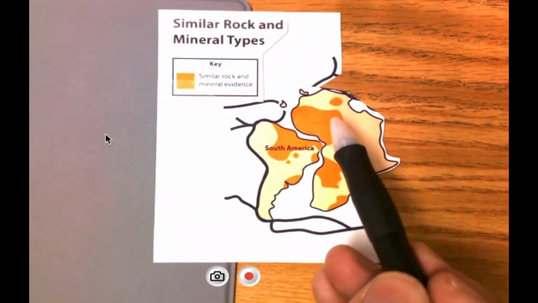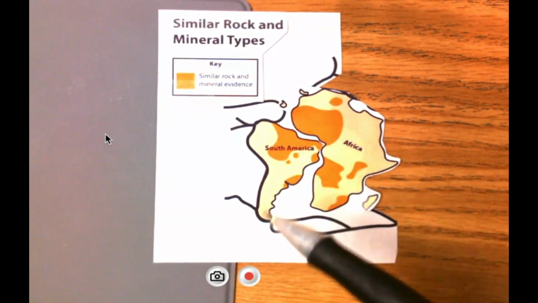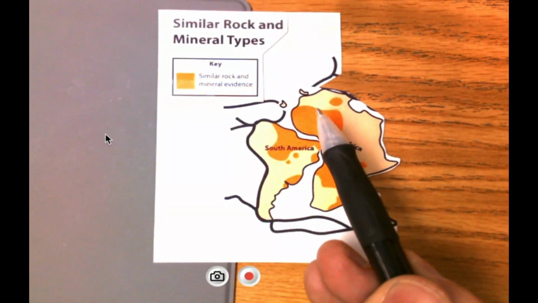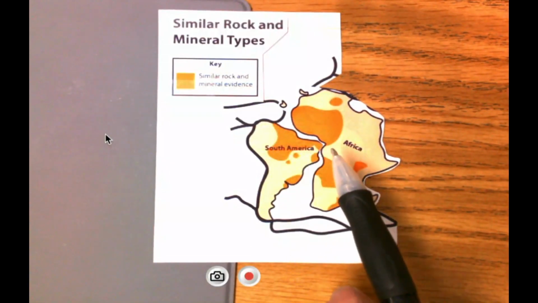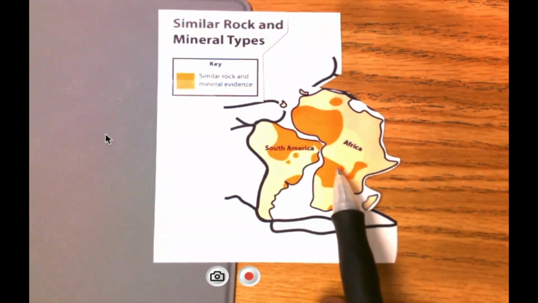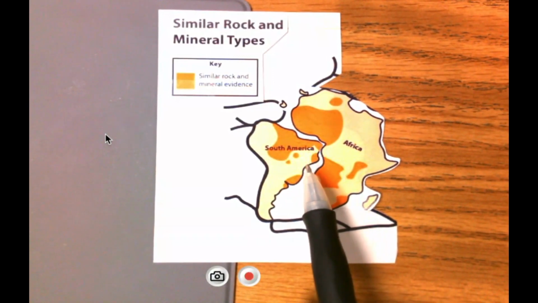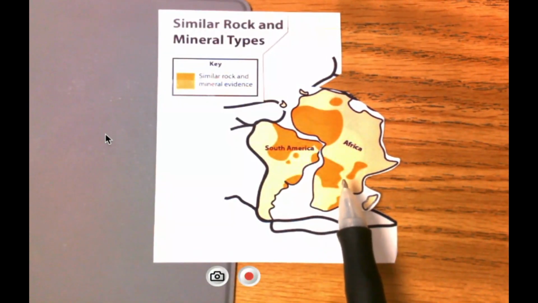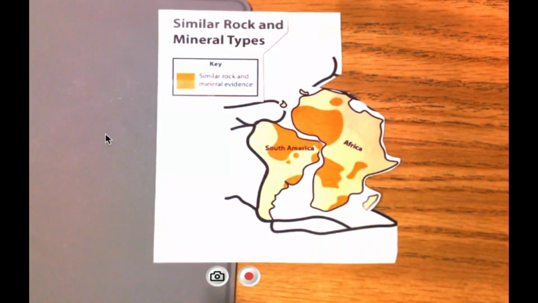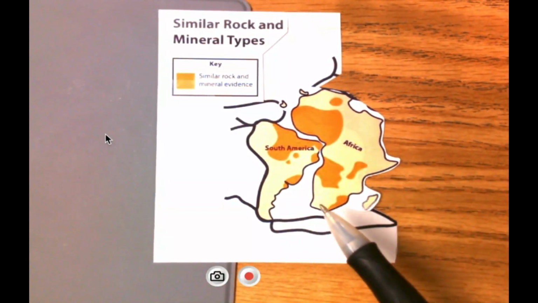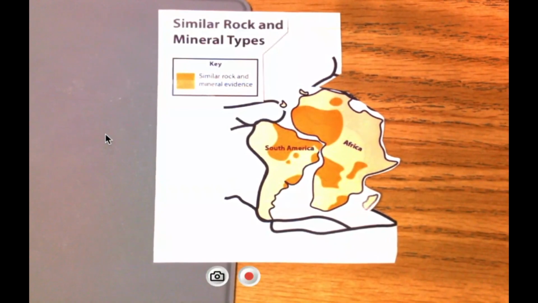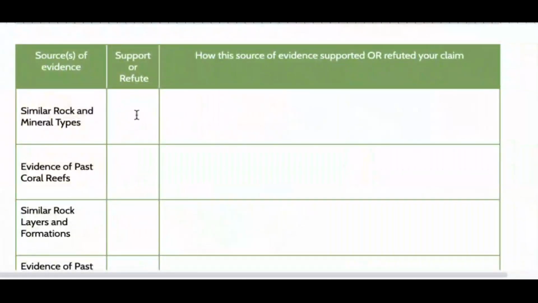So it looks like you could take this orange, I'm going to use my pointer here with the pen. It looks like you wrap around here, and that would turn into one big orange spot here. And then this one down here would almost turn into one orange spot, even though they're on different continents. So it looks like they almost were meant to be together, right? So this would be supporting that they were together. So on this form, we would put an S, so saying that they were together. It's supporting the idea that they were together.